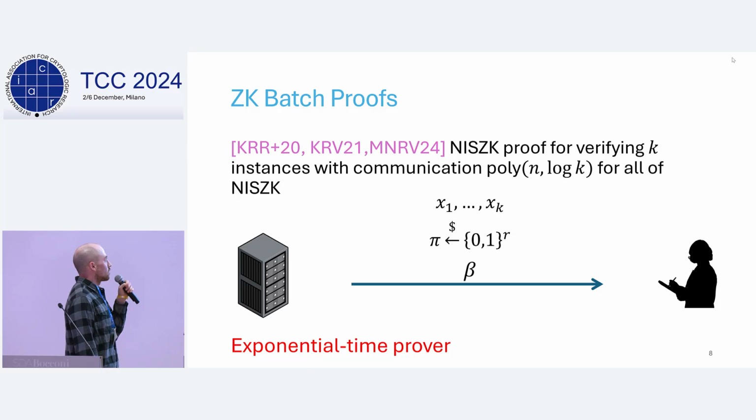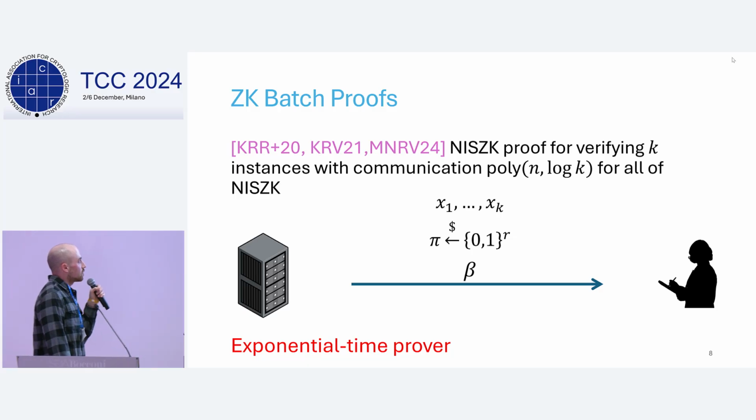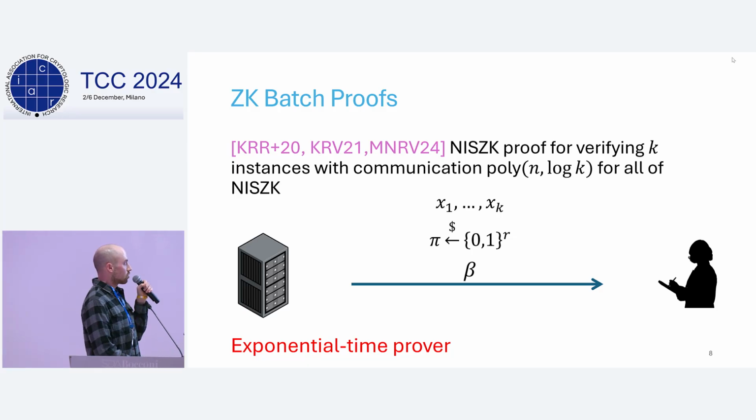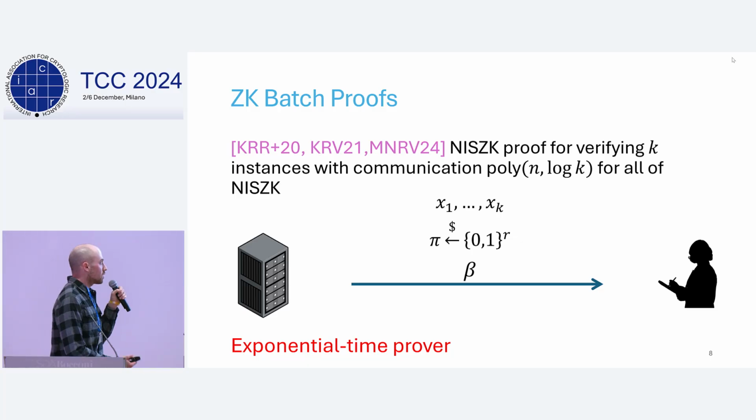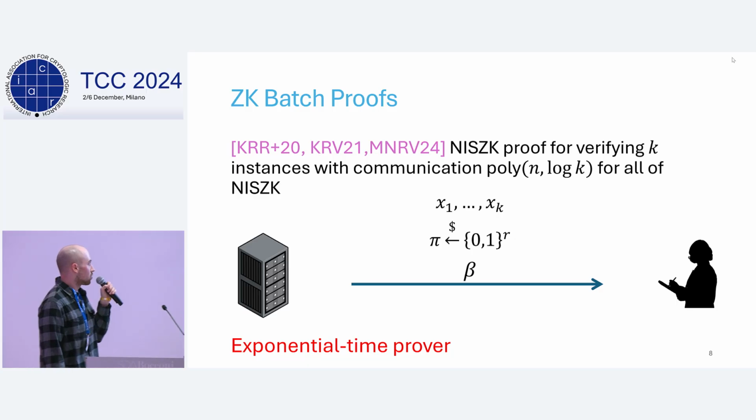There's a line of works that concluded with Mie et al., that presented non-interactive statistical zero-knowledge proofs for verifying k instances with communication that is only polylog in k for all of NISZK. So you can take some problem that has an NISZK proof and convert it to be a batch proof with very nice communication complexity in terms of k.